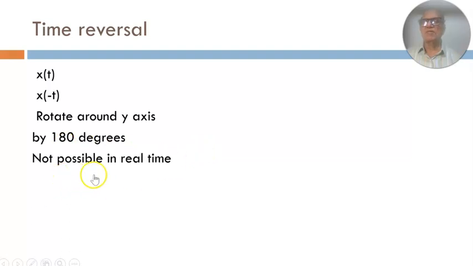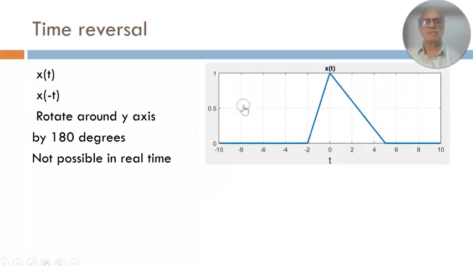And note, this is also not possible in real time because then you are asking some of the samples which are present now to be generated earlier. You can't go back in time. So obviously time reversal also can be performed only on signals which are first stored in the memory. Then they can be performed. So let's see. Right now understand we are talking about the continuous time signals and the nature of the variable should make it clear to you anyway.